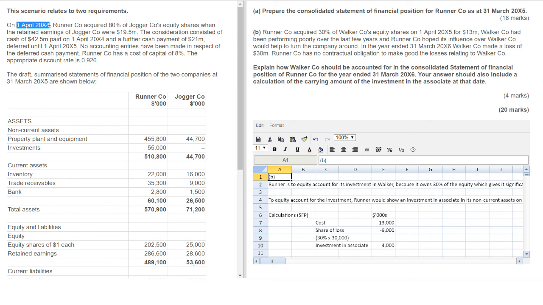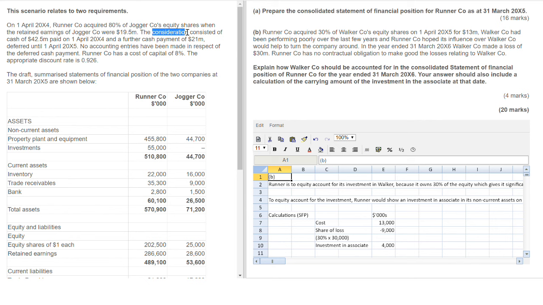It says on the 1st of April 20x4. So given that we have a year end of March x5, April x4 is the start of the financial year, isn't it? And it says Runner acquired 80% of Jogger. So we knew it already that Runner was the parent. So Jogger must be the subsidiary. Now it then goes on to tell us lots more information about everything at the acquisition date, something to do with the retained earnings at 19.5 million.